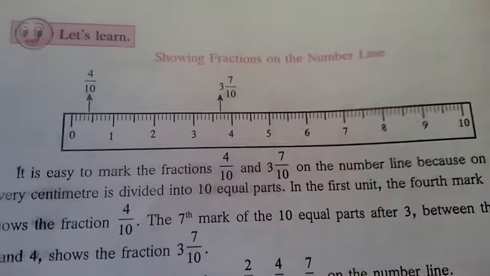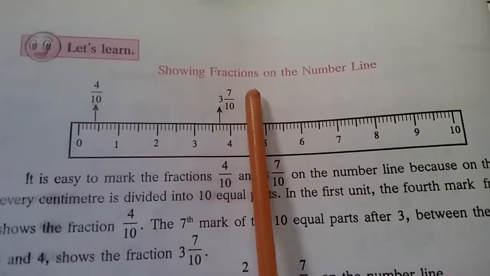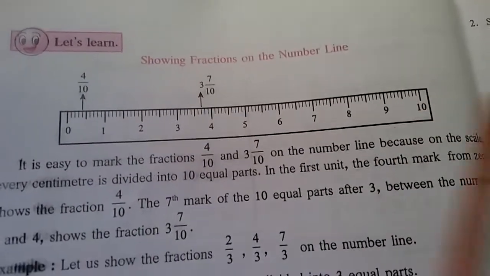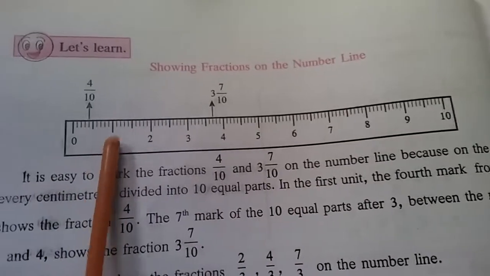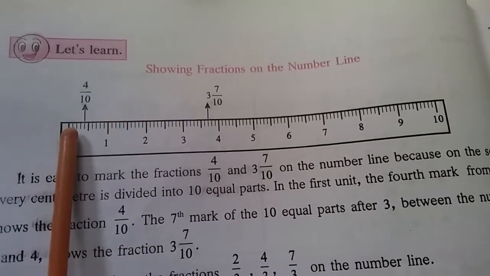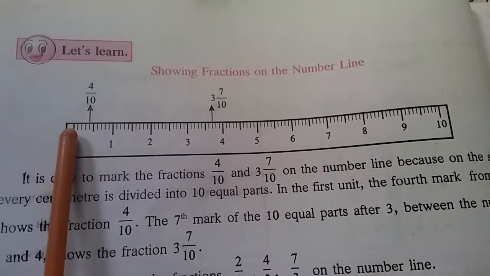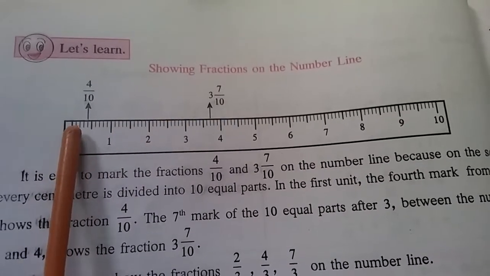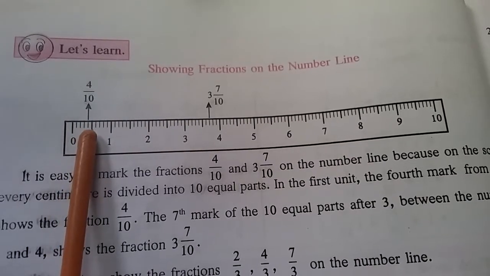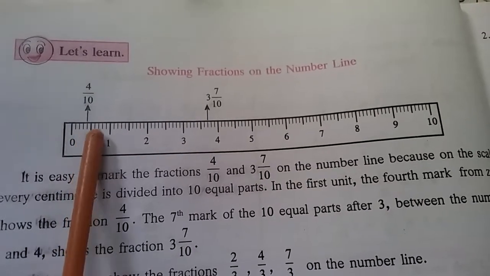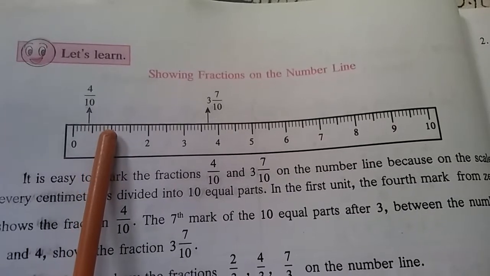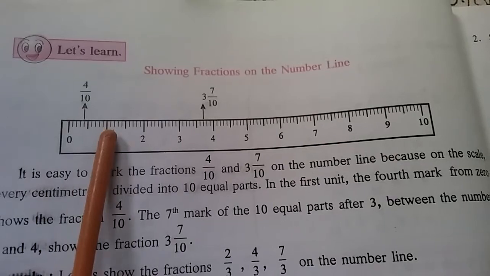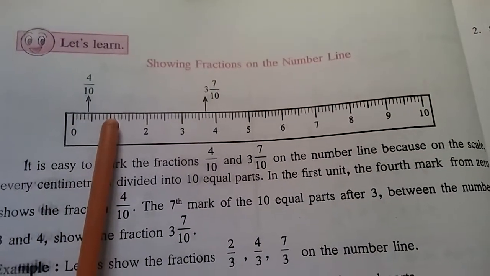Expressions on fractions. In that next point, showing fractions on the number line. See here, a scale is given. See how many lines are there in between two numbers. 1, 2, 3, 4, 5. 5 is shown in dark. 6, 7, 8, 9, 10. Means between two numbers, 10 equal parts are there.